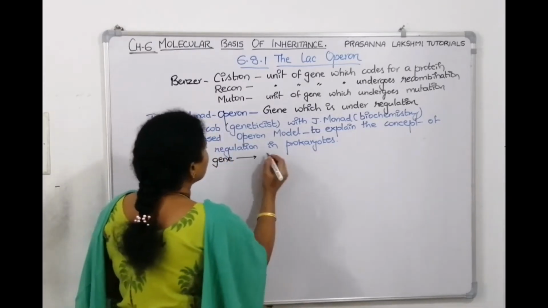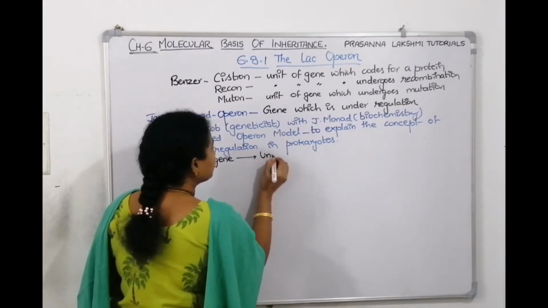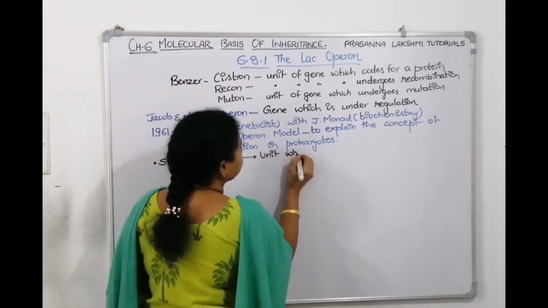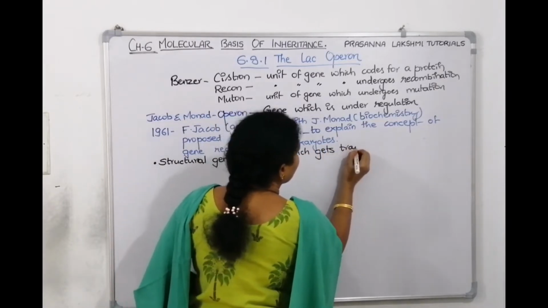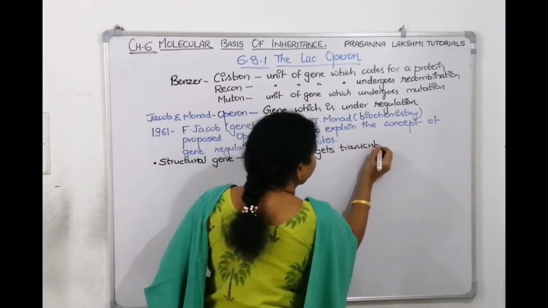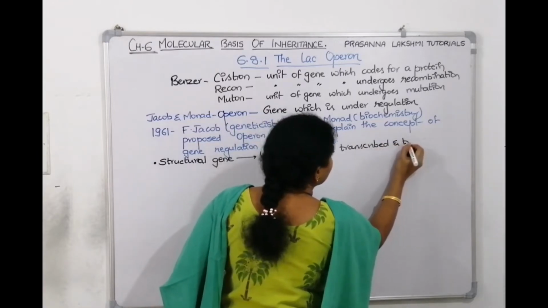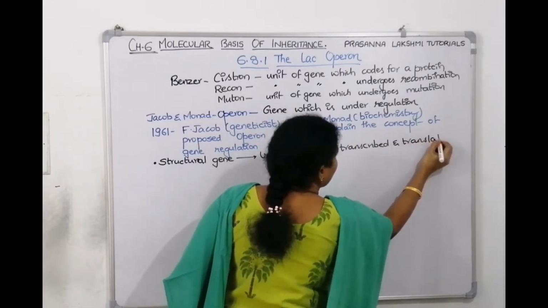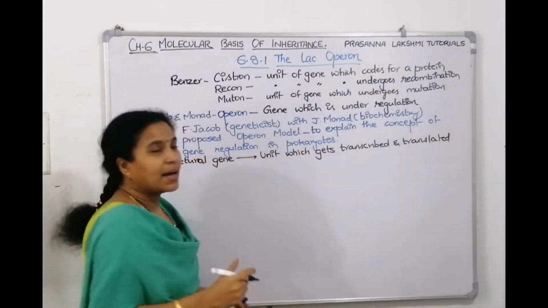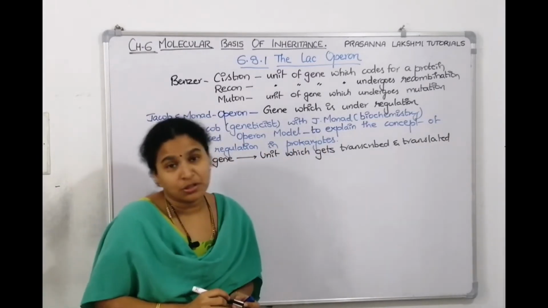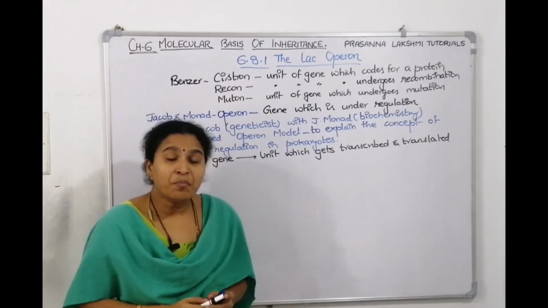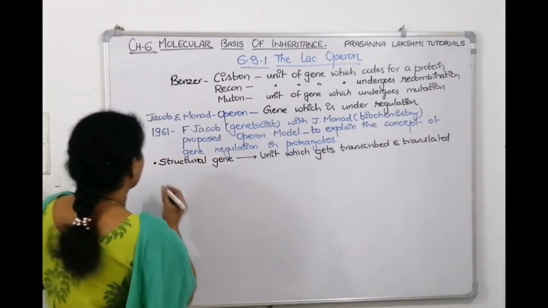So, what is a structural gene? A structural gene means it's a unit which gets transcribed and translated. It undergoes transcription, it makes an RNA, it undergoes translation, it makes a protein, then that is called a structural gene, right? Then, what do you mean by constitutive genes?